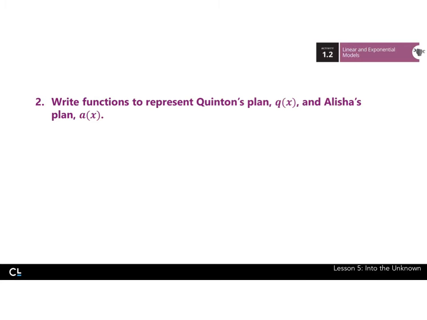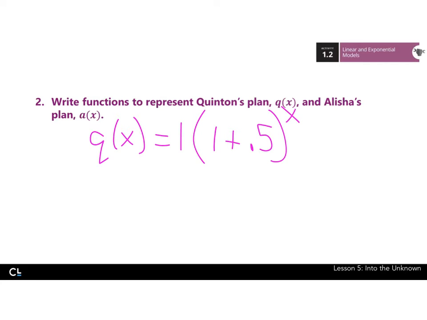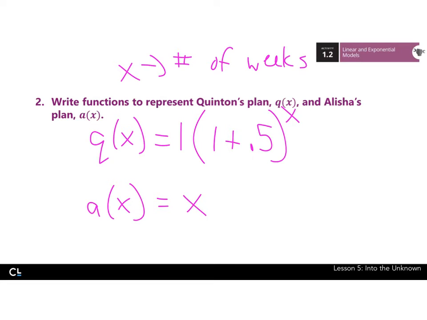Right, the functions to represent. Okay, so Quentin's plan, we started with $1, and then we got 50% more each week. So how I would think about that is 1 plus 50% more, so 1.5 to the x, where x is the number of weeks that have passed. So for Alicia, a of x is going to be whatever x was, right? So after 1 week, it's 1. After 2 weeks, it's 2. After 3 weeks, it's 3.